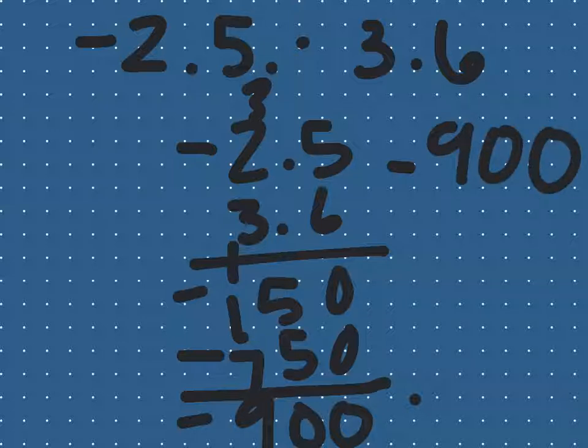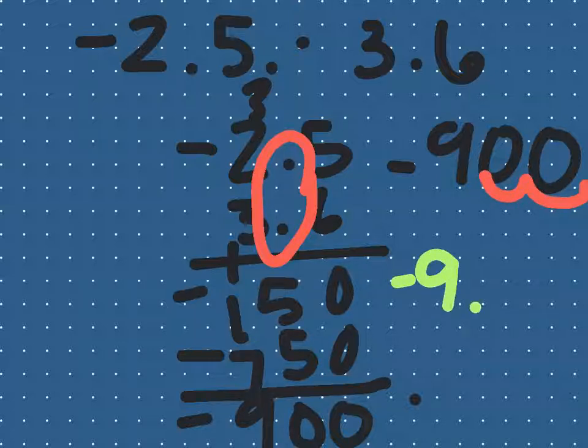But if we look over here, we had 2 decimal places, so we move our decimal 2 places, 1, 2. So our new answer is negative 9.00.